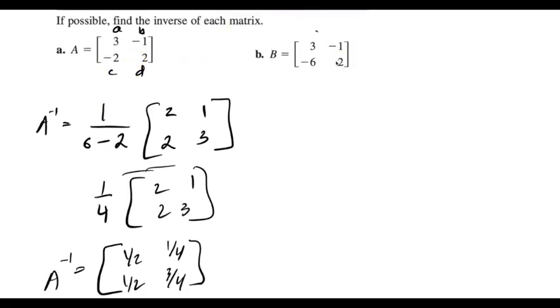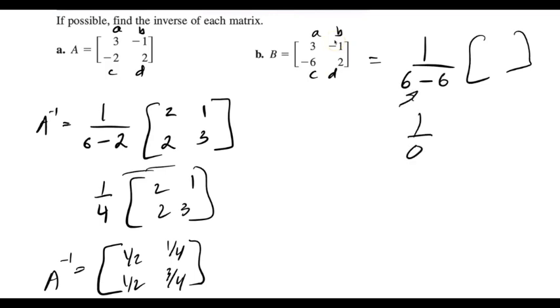This one here, A, B, C, D. Downward diagonal 6 minus upward, which is also 6. Now I can do the rest, but I already know that's a 0. And you cannot divide by 0. This is called a singular matrix, no inverse. Singular matrix. All you have to write is no inverse. There we go with that.